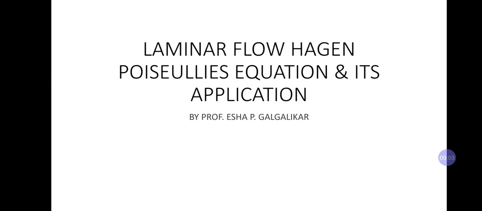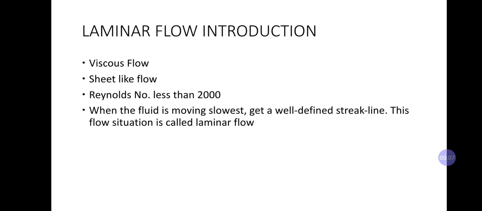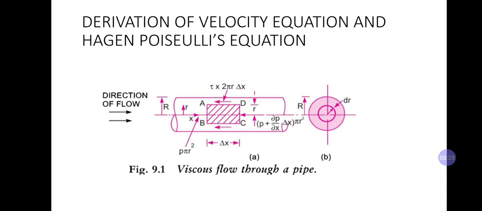Galgalikar. We are going to discuss today laminar flow, the Hagen-Poiseuille equation and its application. So laminar flow, we already know that it is a viscous flow. It is sheet-like flow, that is one layer of fluid slides over another layer of fluid. Reynolds number is less than 2000, and when the fluid is moving very slowly, then generally the flow situation is called laminar flow. So let us now derive the Hagen-Poiseuille equation.